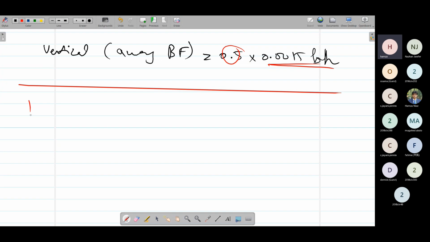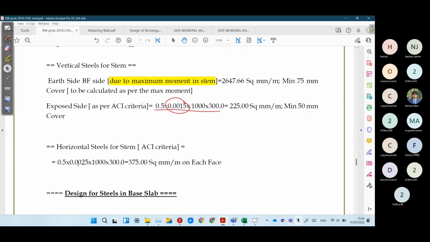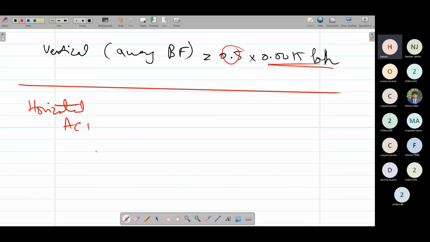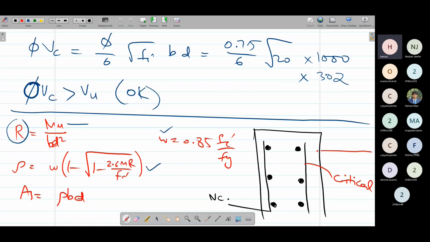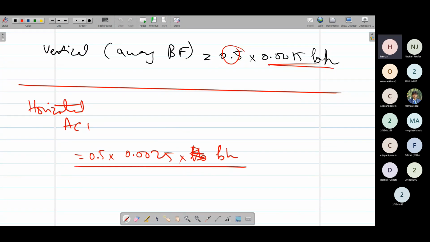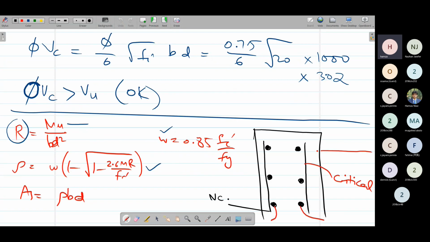After this vertical steel, we have horizontal steel as well. For horizontal steel, again we are going to use the ACI value, which is again the same thing, 0.0025 times BH, and multiplied by half. So this much amount of steel we are going to provide here as well as here. Why are we halving this also? Because half of the steel would be provided: 1/2 here and 1/2 here.